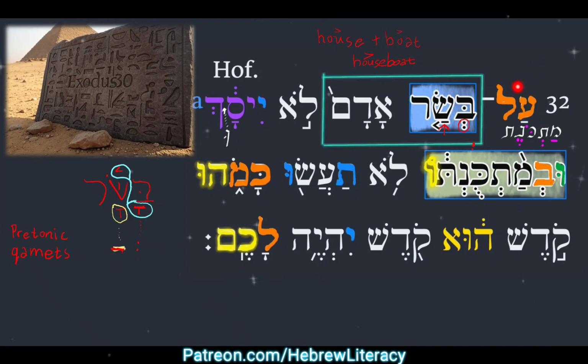Ayin Lamed, upon. Besar Adam. Again, we don't read it that way, so Besar Adam. Flesh, because it's construct, we say "of." Flesh of Adam, of man. So human flesh. Al Besar Adam, upon flesh of human.